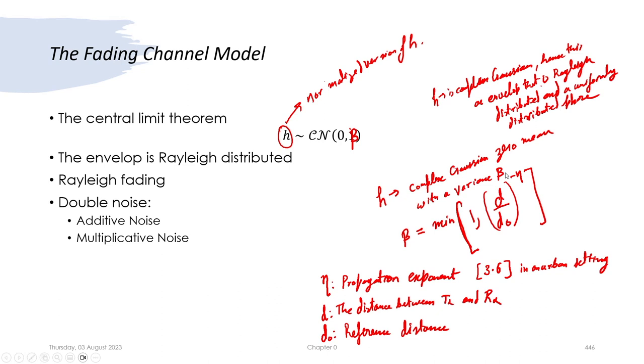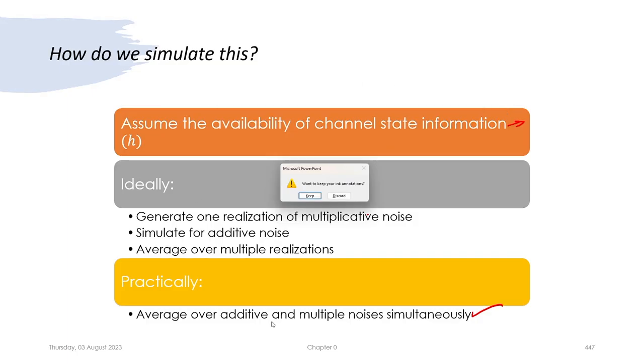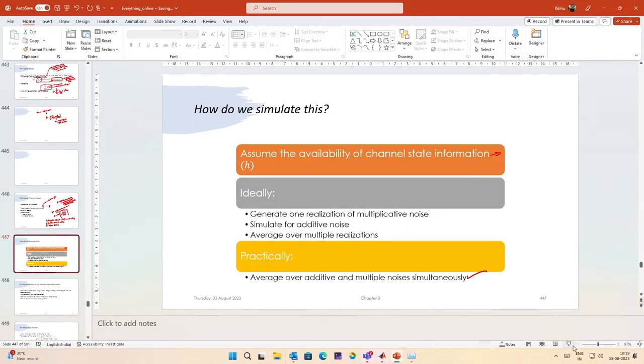Now, the question is how do we simulate this? While simulating the non-coherent detection part, we have actually simulated this to some extent. Let us look at the steps for simulation. We assume the availability of the channel state information. How to acquire this is a separate question, we will deal with that. Then generate one realization of multiplicative noise, simulate for additive noise, and average over multiple realizations. We have codes for both approaches ready with us, so let us quickly run them and see what happens.